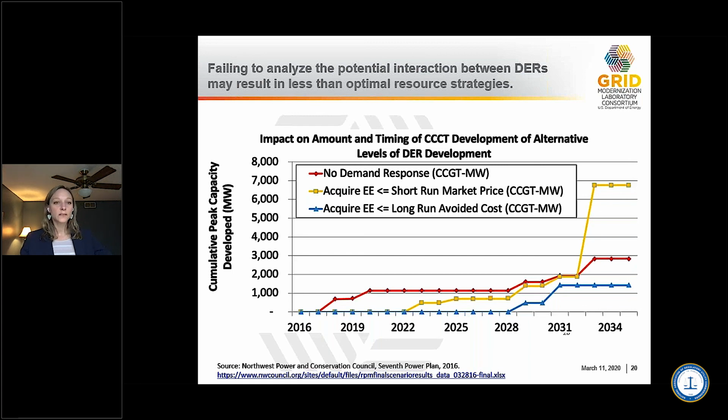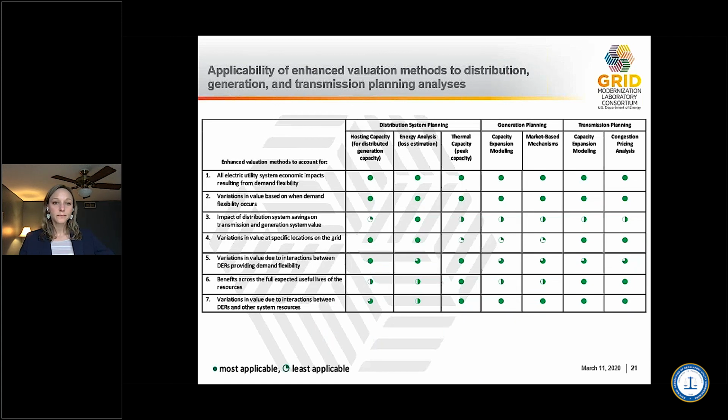Slide 21, please. Okay, so this is my summary slide on the enhanced valuation methods, and the forthcoming report covers all of this in much greater detail along with a lot more information.